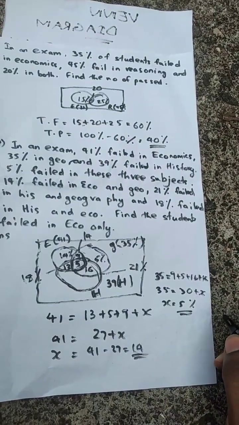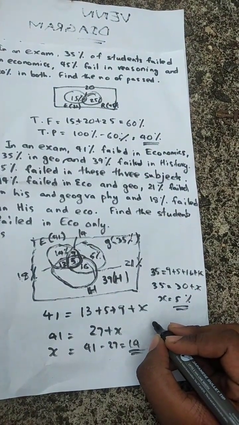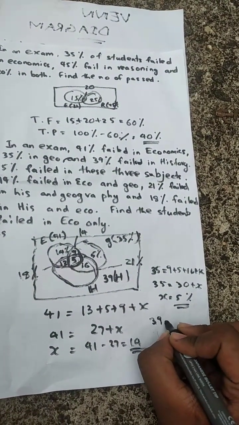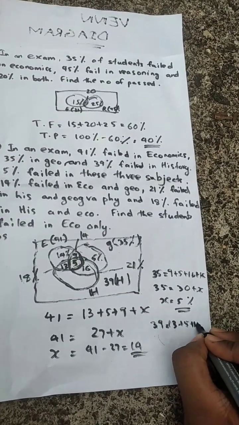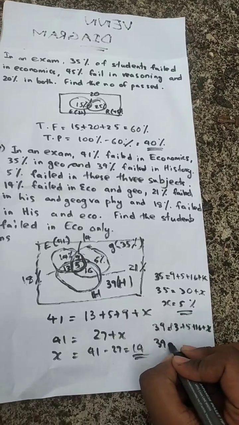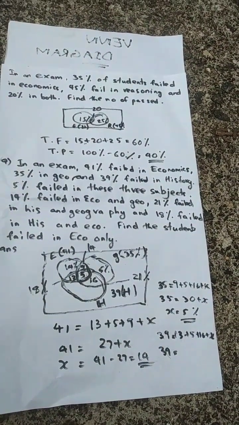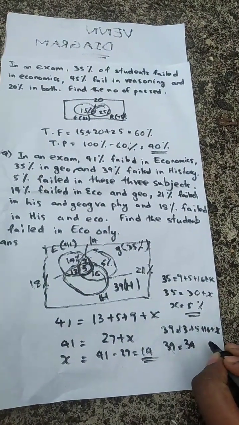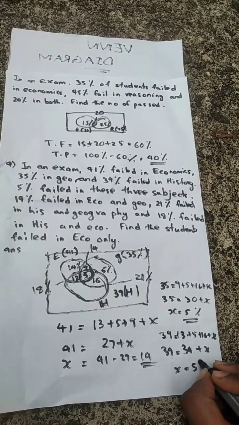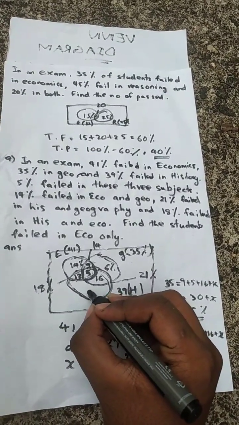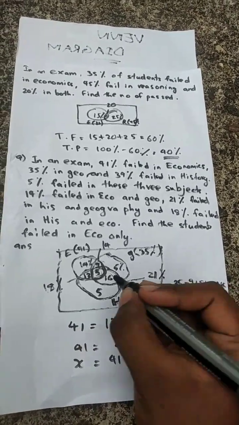And we can also find the students that failed only in history. How can we find it? The total for history is 39, which equals 13 plus 5 plus 16 plus x. So 39 is equal to 13 plus 5 plus 16, which is 34, plus x. So x is equal to 39 minus 34, which is 5%. So if you are asked to find the students who failed only in history, that would be 5%.